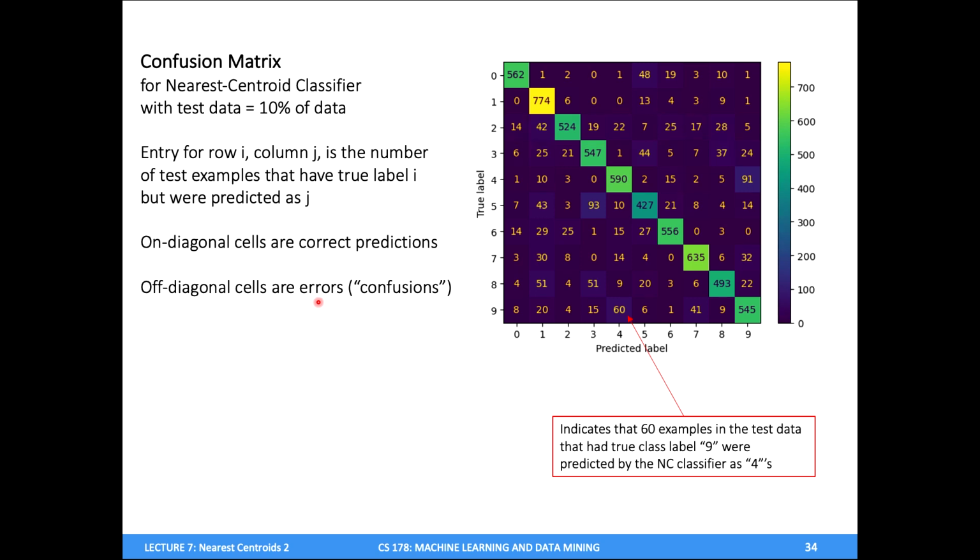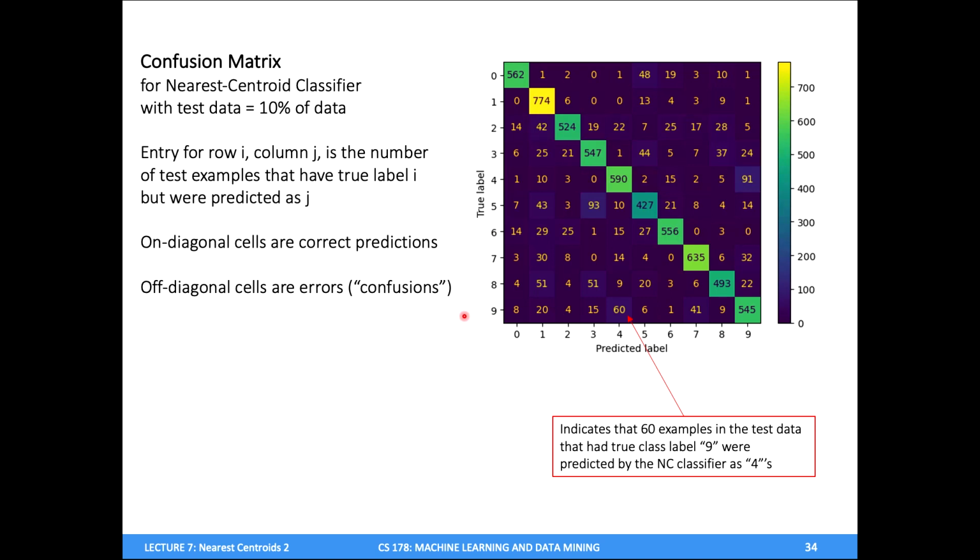And this is useful for model diagnostics, because we can go in and see what classes my model is confusing with other classes. So for example, this 60 here represents that there were 60 images in my MNIST test set where the model predicted a 4, but the true label was a 9. And this should make a little bit of intuitive sense. It's easy to mix up a 9 and a 4. They look like similar digits.